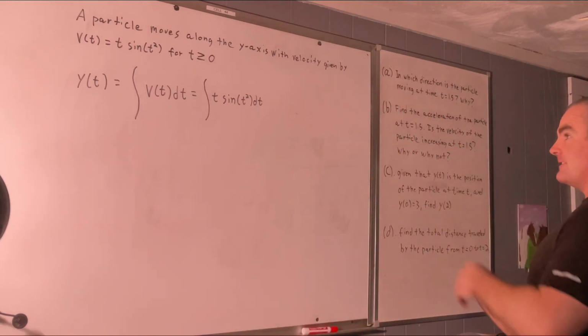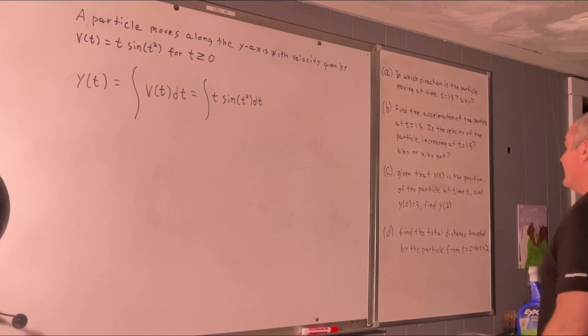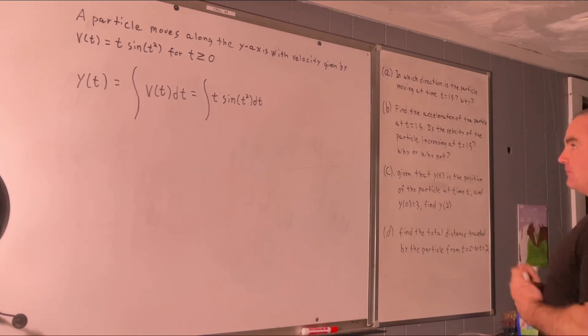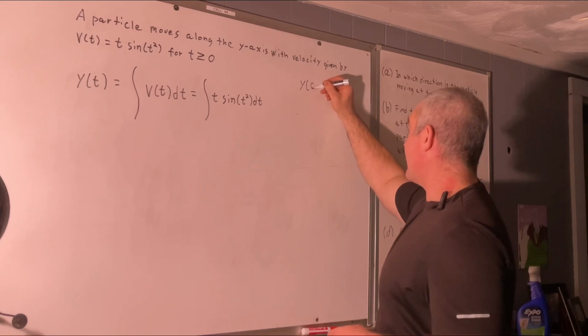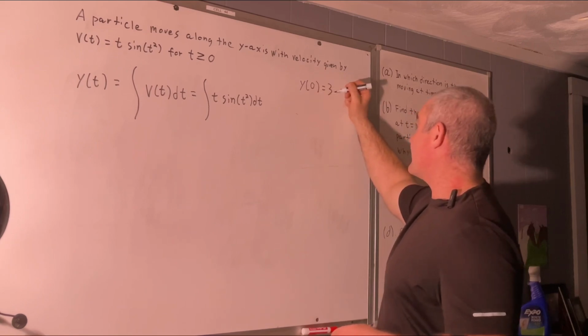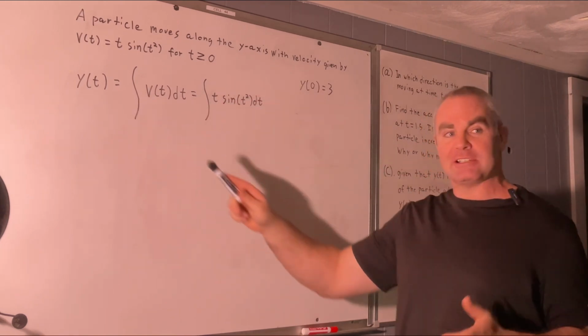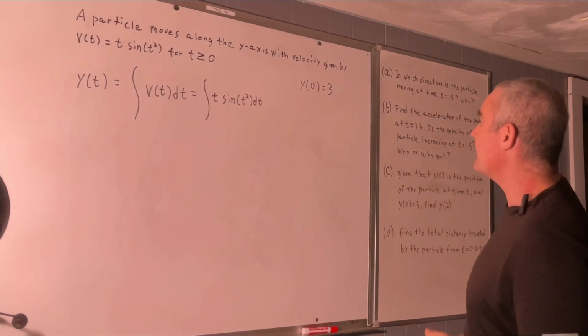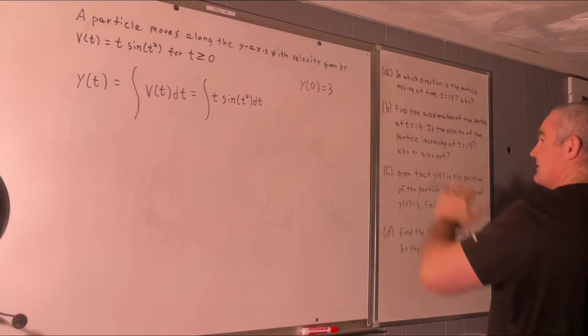So that is the most basic form of our position function. I mean, in essence, that's what it is. Okay, and all right, we need this part. Y of 0 is equal to 3. Therefore, once we figure out what our y of t really is by taking this antiderivative, we know that if we plug in 0 for t, the output is 3.